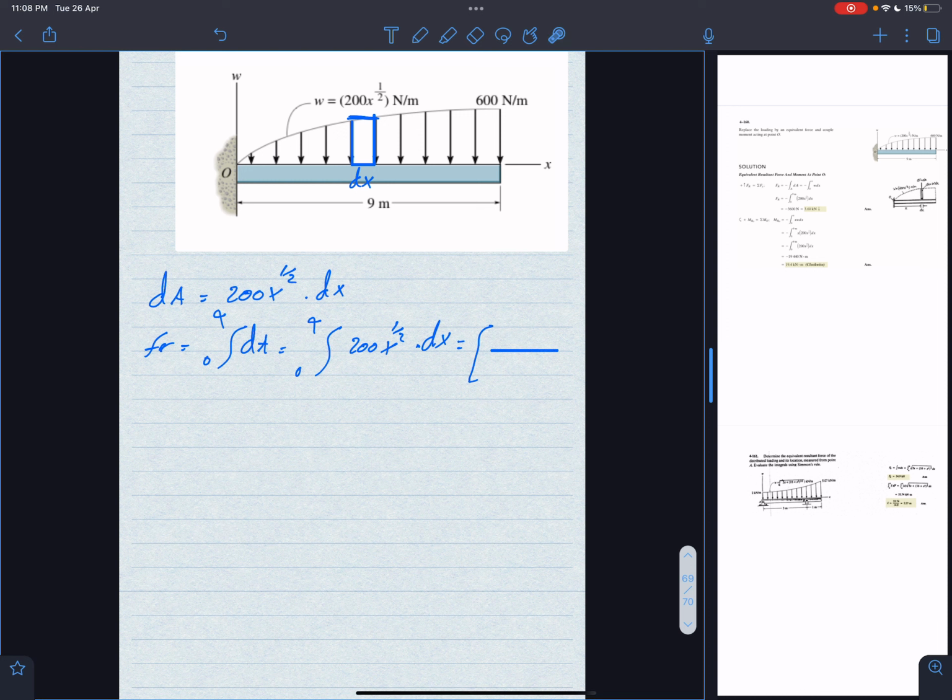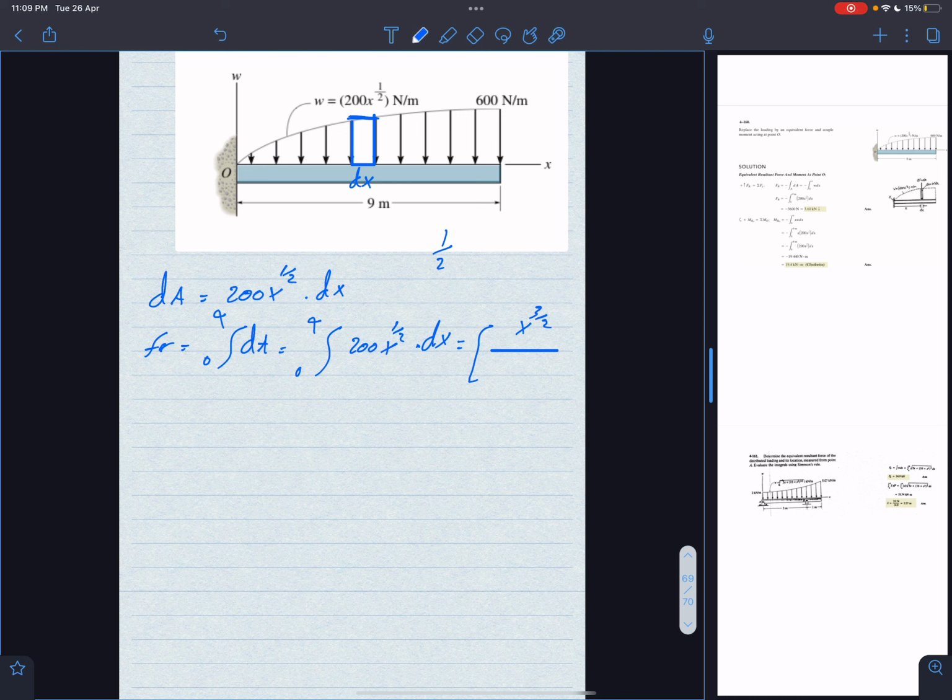How's it gonna work with x? It's half, right? إذا كان عندنا, if we have a fraction, we take the one at the bottom and we add it to the top, right? X is gonna be x to the power of 3 over 2. And this is the 200. Divided by the same number that we have here. Divided by 3 over 2 اللي هو نص.